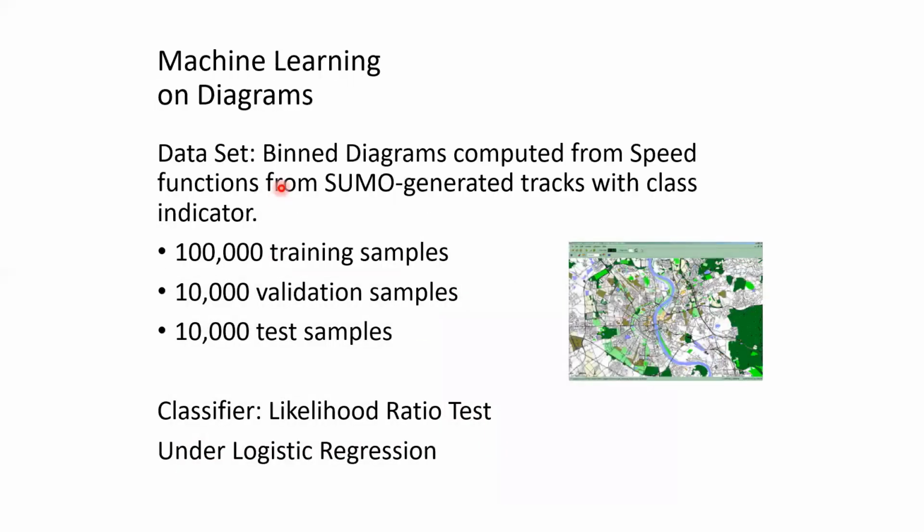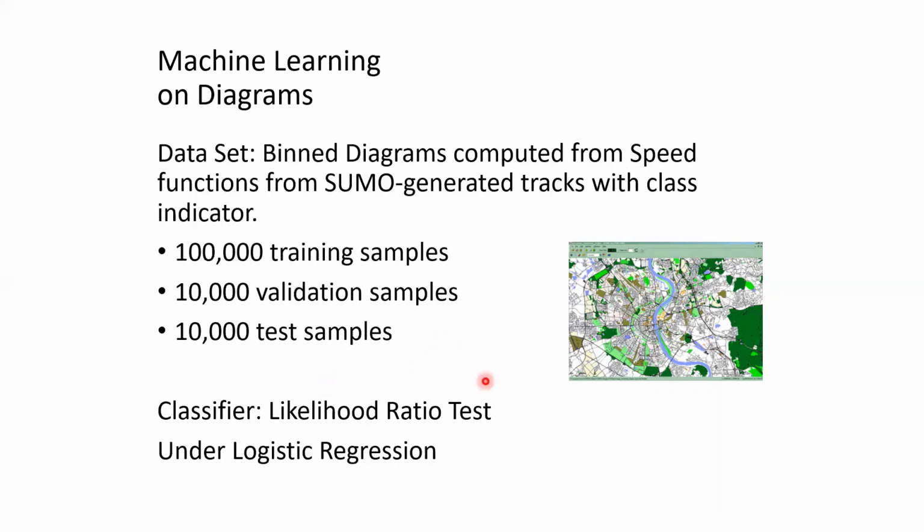So in particular, they take the following data set to evaluate the performance of this featurization method. So what is the data set? The data set is the collection of persistence diagrams, meaning the images of speed profiles from the SUMO-generated data set. So there are 100,000 training examples, 10,000 validation examples to choose parameters and such, and then 10,000 test samples to report accuracy. And then the classifier that is used, for what driver profile you're getting, is a likelihood ratio test under logistic regression.